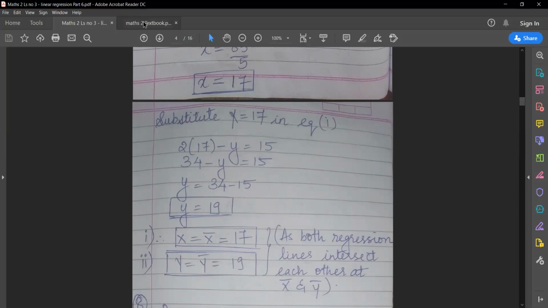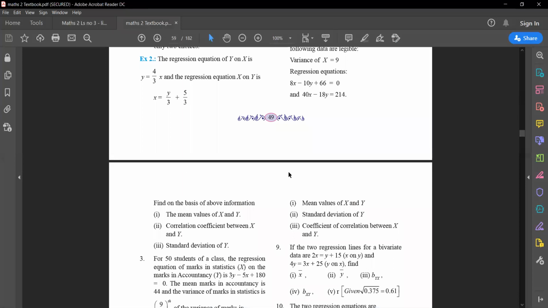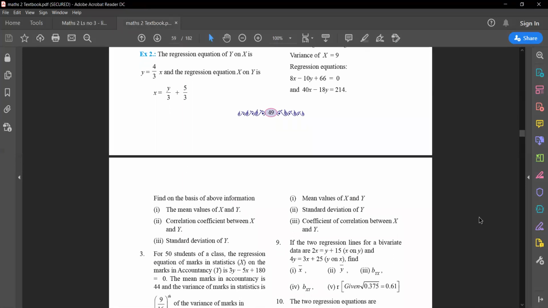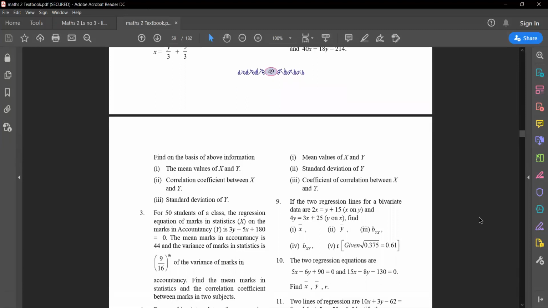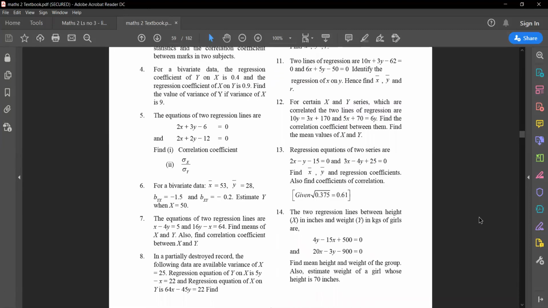The first sum was quite easy because everything was mentioned, which is x on y, which is y on x, and what you have to find out. Okay, all right. Moving forward, now we are taking sum number 8. Again, the reason you will understand on reading. In a partially destroyed record, the following data is available. Variance of x. Now, what do you mean by variance of x? Vx is 25, which is given.